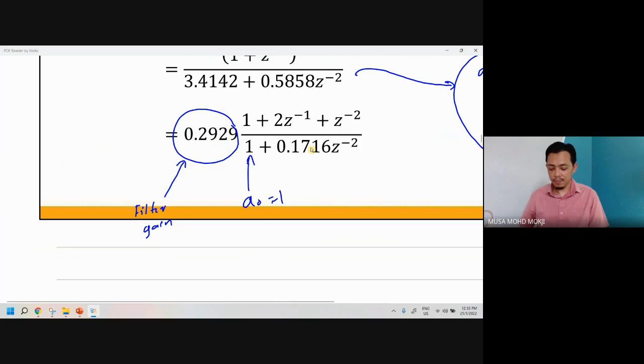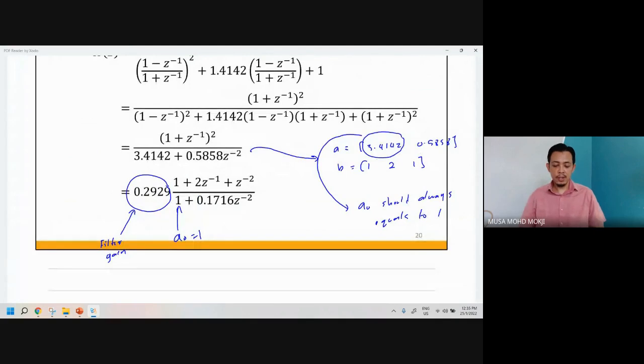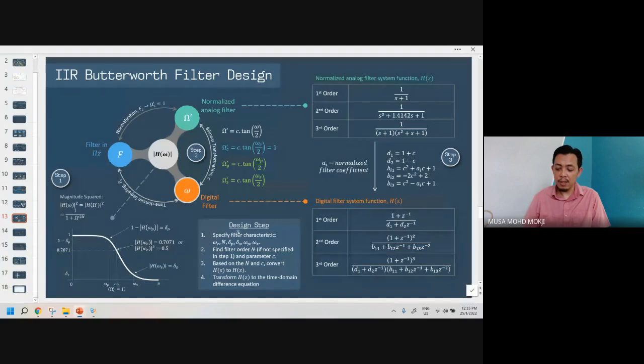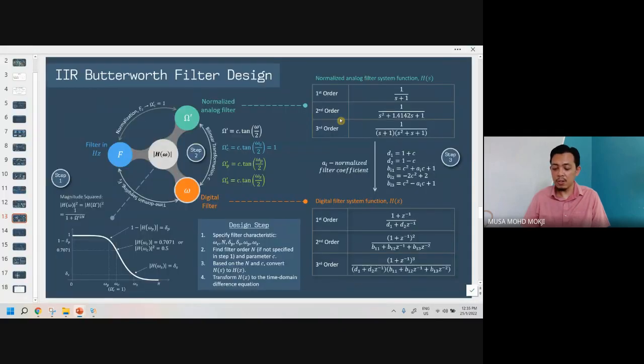Okay, so now let's repeat this example so that we can use this method. Instead of replacing every s with this relationship, what we do now is replace this s with this thing. Because we already know it is a second order, we should solve this one. We should find B11, B12, B13. Okay, let's do that.